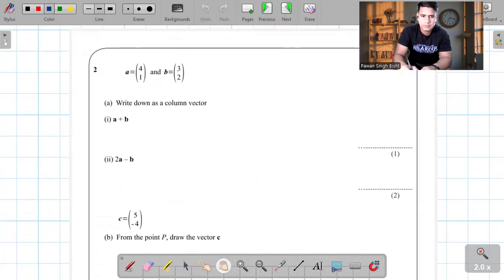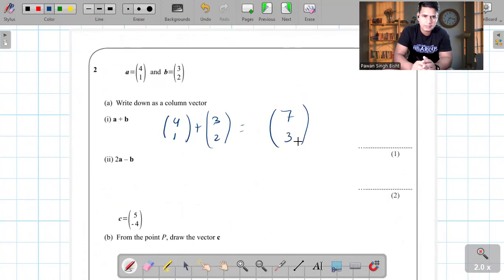A is given 4, 1. So column vector 4 and 1. B is column vector 3, 2. Right? Add it. So 4 plus 3, 7, and 1 plus 2, 3. Right? Next is 2a minus b.